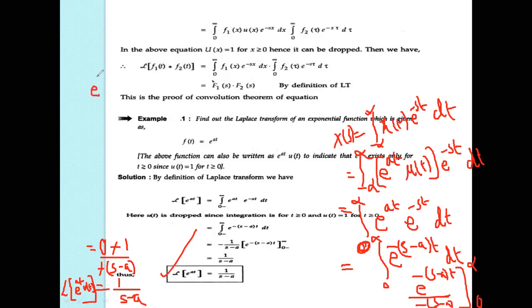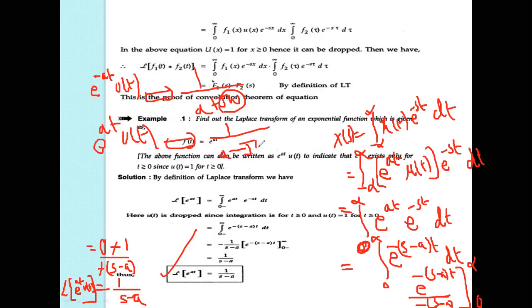In Fourier transformation, we got for e power minus at mu of t, 1 by a plus j omega, and a minus j omega for e power at mu of t. The Laplace transformation is 1 by a minus j omega. The j omega is nothing but s here. So 1 by s minus a, and 1 by s plus a, like that. Got it?